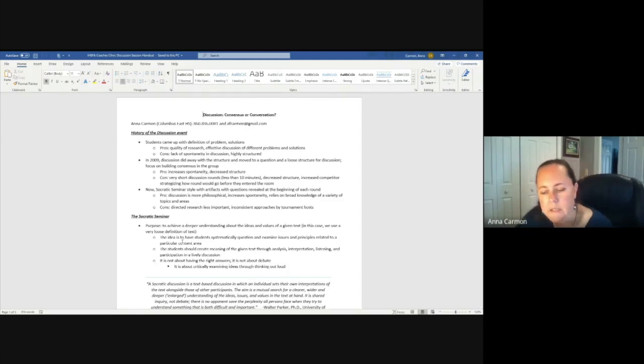And then in 2009, just as I came to the IHSFA, they did away with that structure and moved to a consensus building structure, so that there would be a loose question and answer structure, but focus on building consensus within the group, getting the group to agree with what was going on.